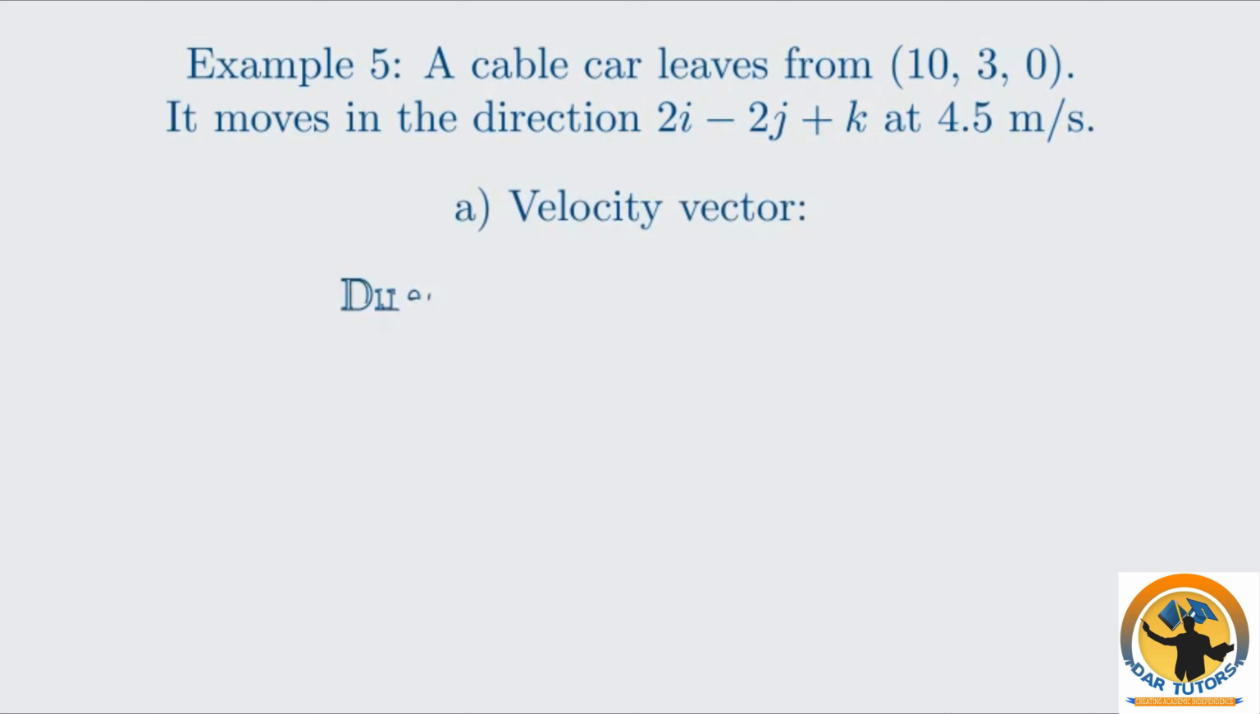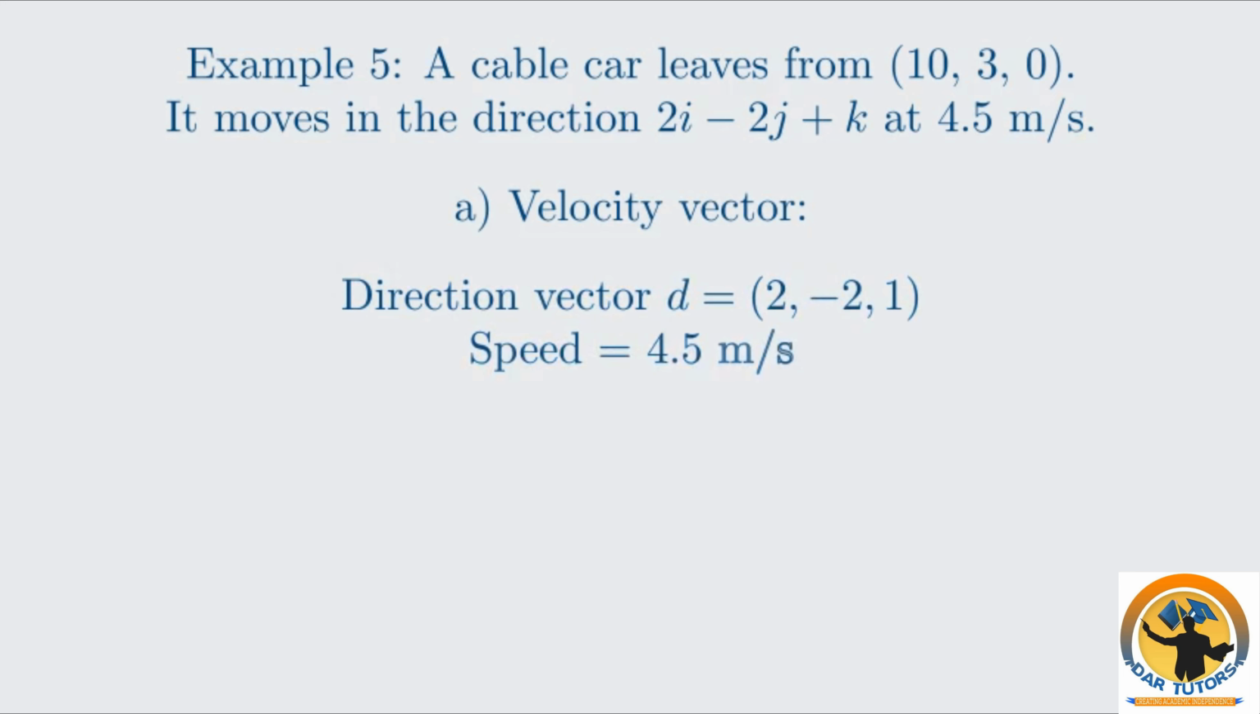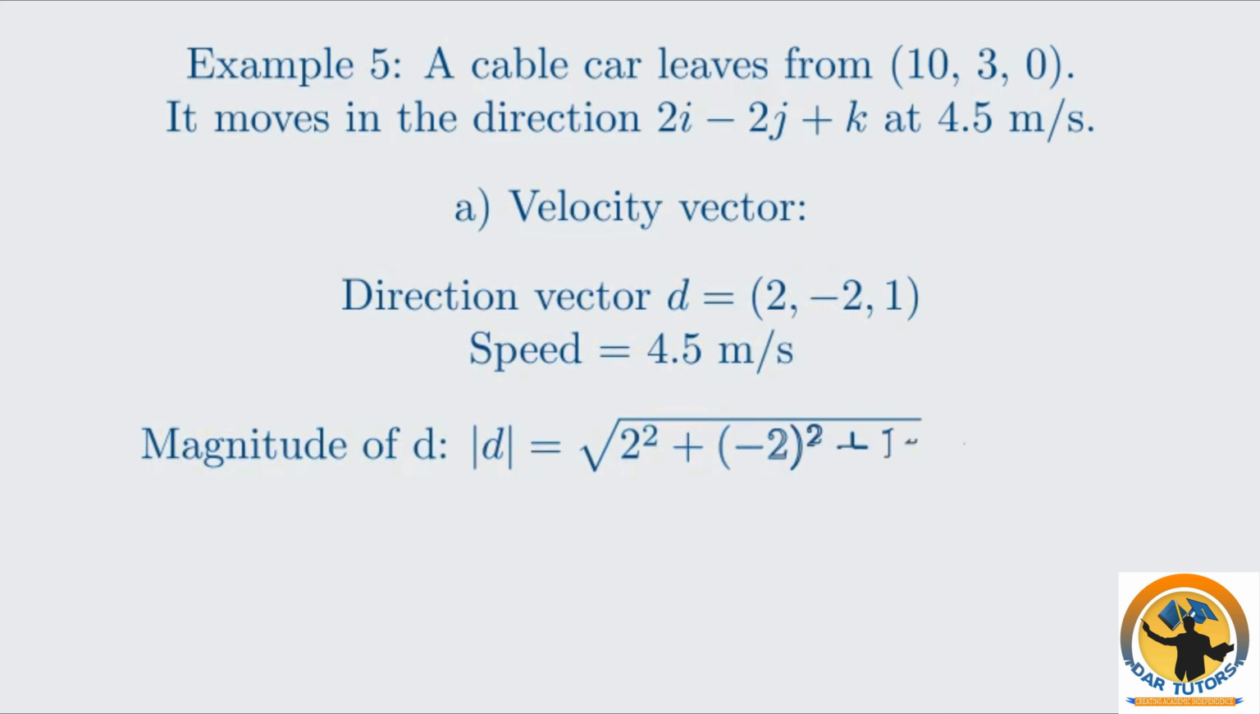First, the velocity vector. We are given the direction vector (2, -2, 1), and the speed 4.5. The magnitude of the direction vector is the square root of 2 squared plus -2 squared plus 1 squared, which is 3. To get the velocity vector, we scale the direction vector by the ratio of the desired speed to the current magnitude.